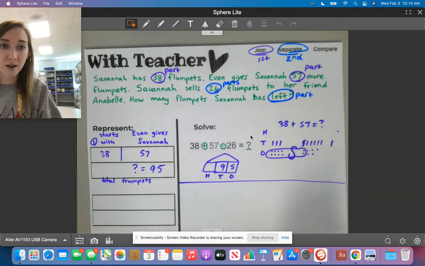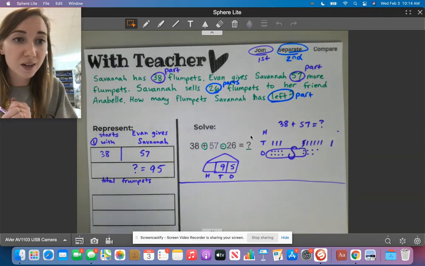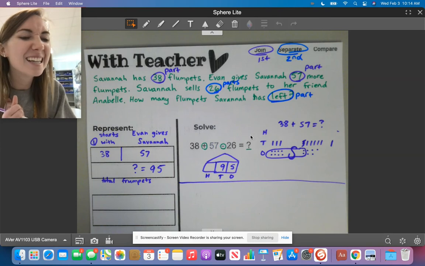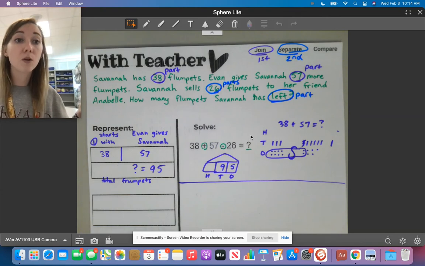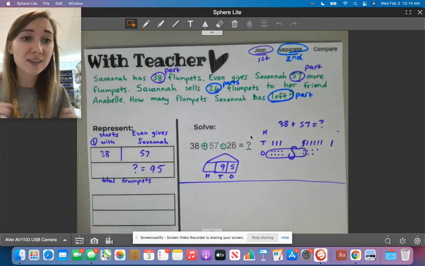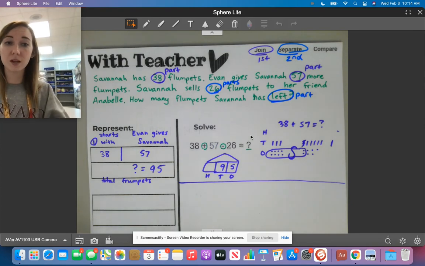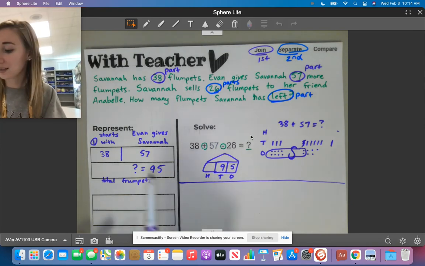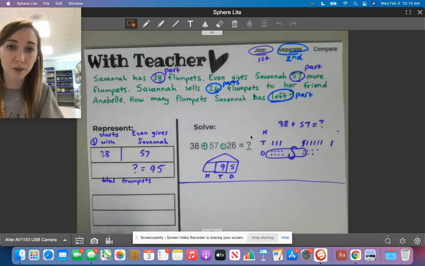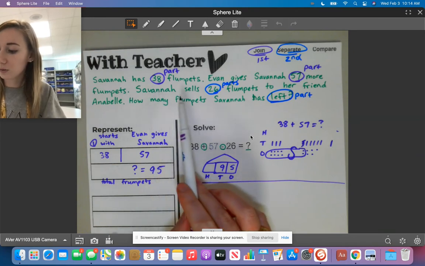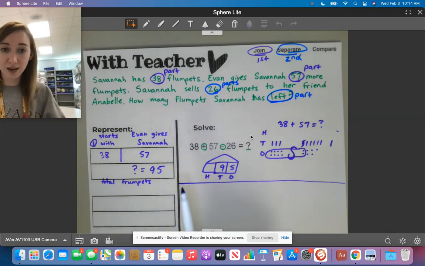Okay, so 95 frumpets. I guess we're done now, right? Say no, Miss Sigler, we're not done. Why are we not done? We're not done because we've only done one step. How many steps do we need to do? We need to do 2. What have we not done yet? We have not subtracted 26 yet. We have not done the separating step of our problem that we created. So Savannah sells 26 frumpets, and we haven't shown that yet.